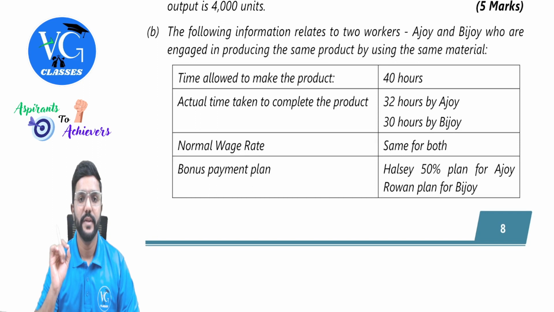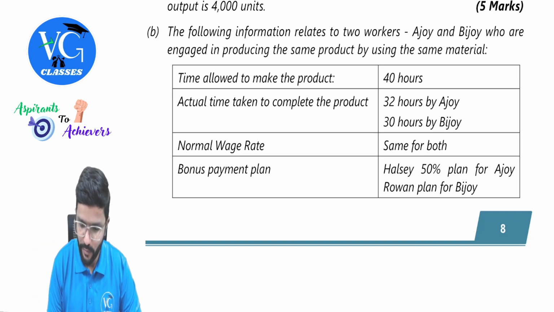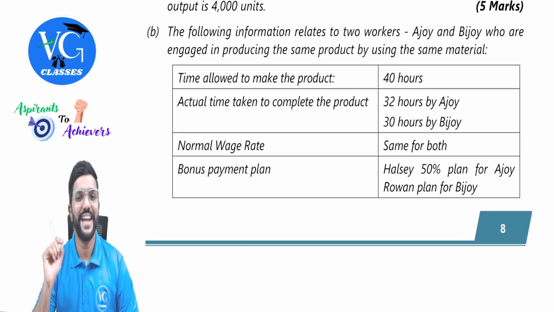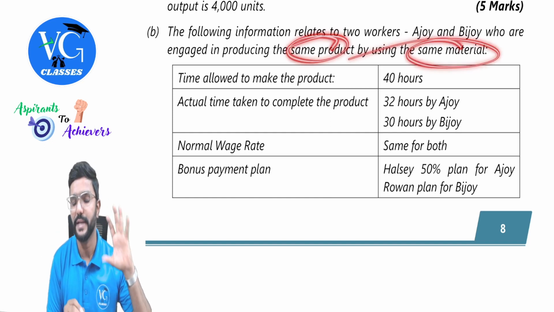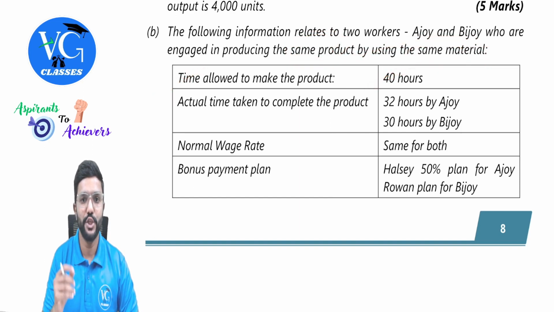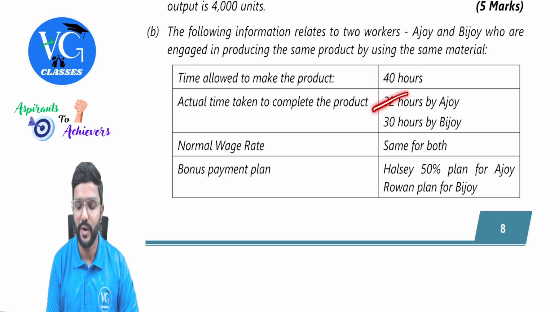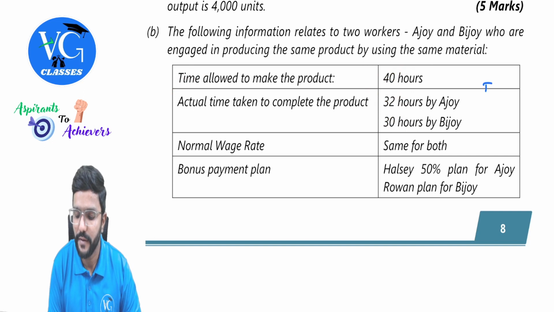Next, B. The following information relates to two workers, Ajoy and Bijoy, not Ajay, it is Ajoy, J-O, who are engaged in producing the same product by using the same material. So they are producing same output using same raw material, guys. Time allowed to make the product is 40 hours. Actual time taken to complete the product is 32 hours and 30 hours. So can I write time saved here? Time saved by Ajoy is 8 hours. By Bijoy, it is 10 hours.